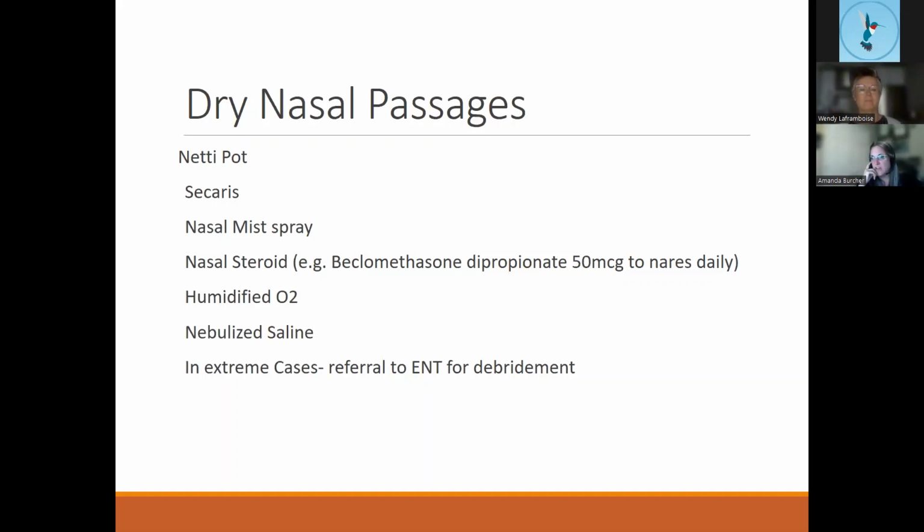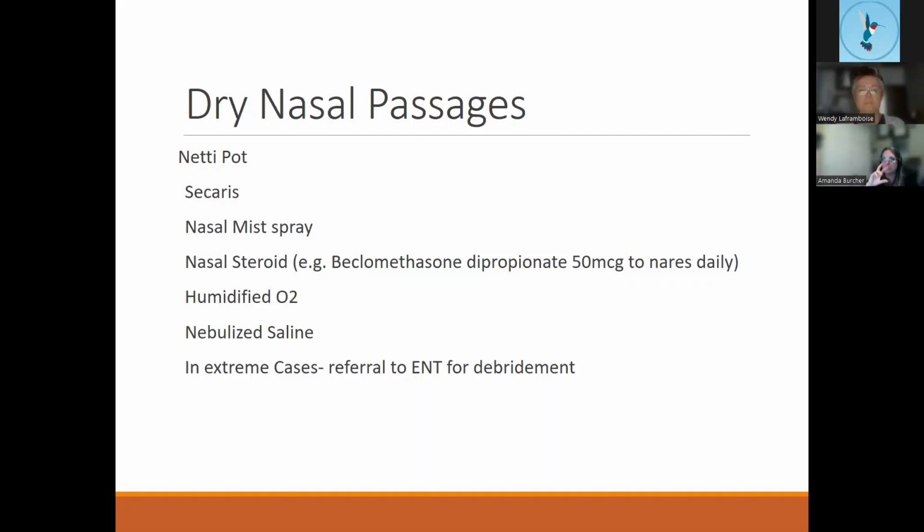Secaris is a great agent that they can apply BID to TID. The big thing about Secaris is you have to be careful that they don't just do the tip of their nose. They really need to get up higher in the nose, apply it to the walls of your nares, not just stick it in, and really rub it in so that it's absorbed to create a moist environment.